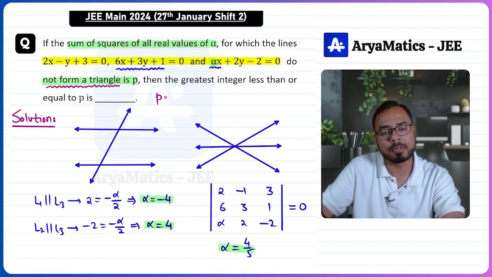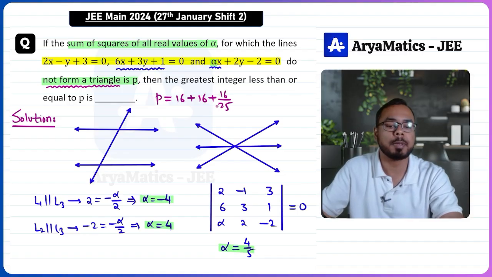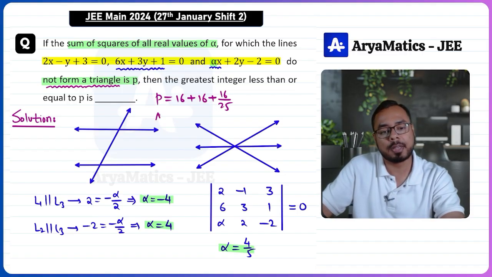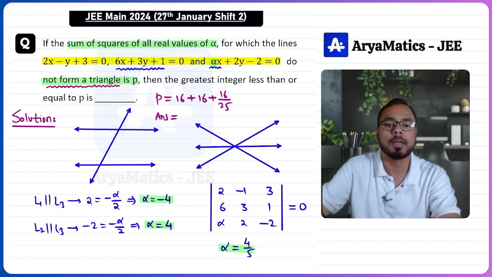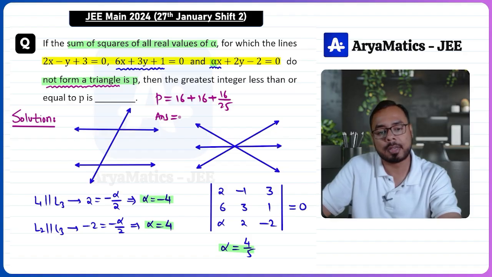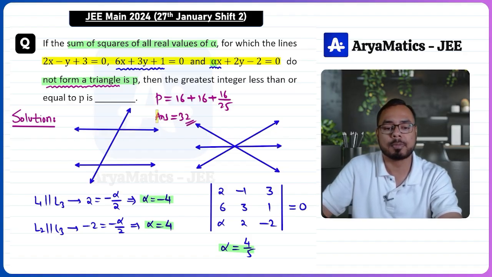Now P is the sum of squares of all those values of alpha. So P will be minus 4 squared, that is 16, plus 4 squared, 16, plus 16 by 25. So this is P. Now we need the greatest integer of P. When you take the greatest integer of this expression, this number is less than 1. So basically P is 32 point something, and the integer just less than that number will be 32. So that should be the correct answer for this problem.